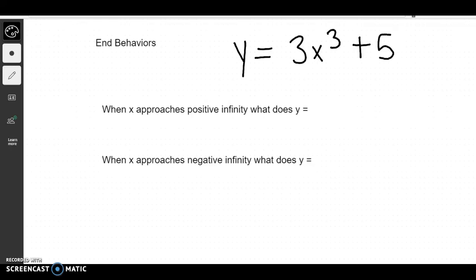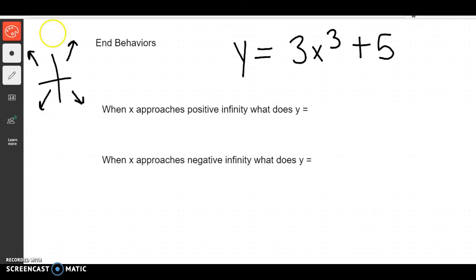Okay, so let's talk about end behaviors. The end behavior of a function is what happens at the very ends of the graph. You want to know whether it's increasing forever or decreasing forever. That's what you want to know about these end behaviors.